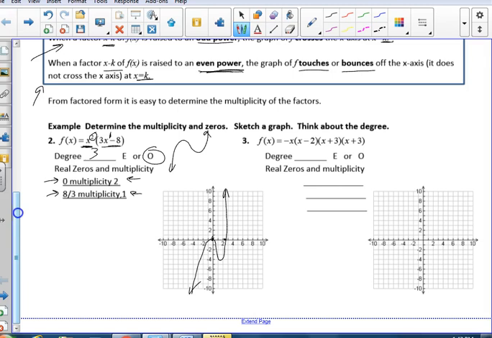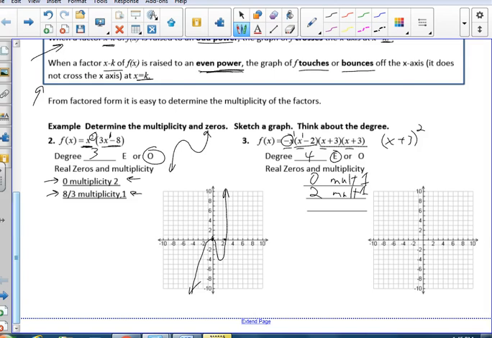So number 3. Negative x right here, x minus 2, and x plus 3 squared. So let's think about it. The degree is going to be 1, 2, 3, 4, which is an even number. Now, the real zeros. Well, negative x, if we set that equal to 0, we're going to get 0. Since that's to the first power, we're going to get a multiplicity of 1. The x minus 2, set it equal to 0, we get 2. And that's a multiplicity of 1 also.